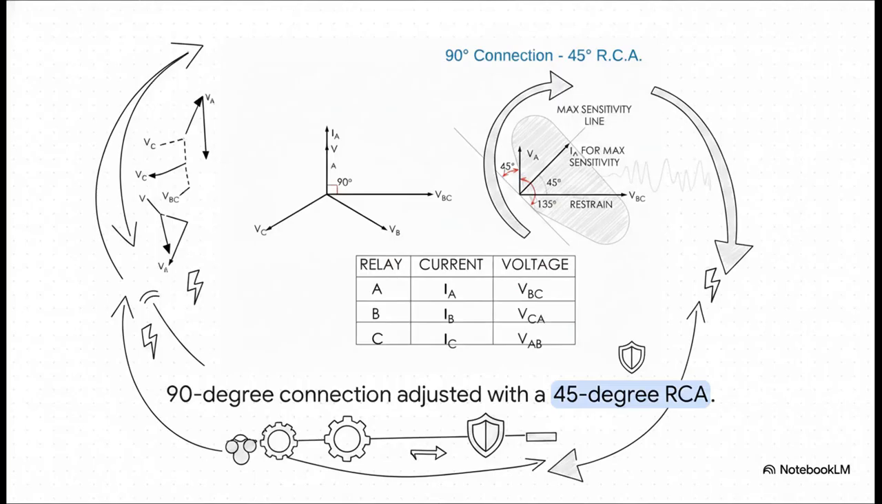Let's visualize this with some vector math. Our standard 90-degree connection puts current A 90 degrees away from voltage BC. But when we program the relay with a 45-degree RCA, it internally rotates its maximum sensitivity line by 45 degrees relative to that voltage reference. The operate and restrain zones shift right along with it. The relay is now perfectly tuned for a fault current that lags by exactly 45 degrees.